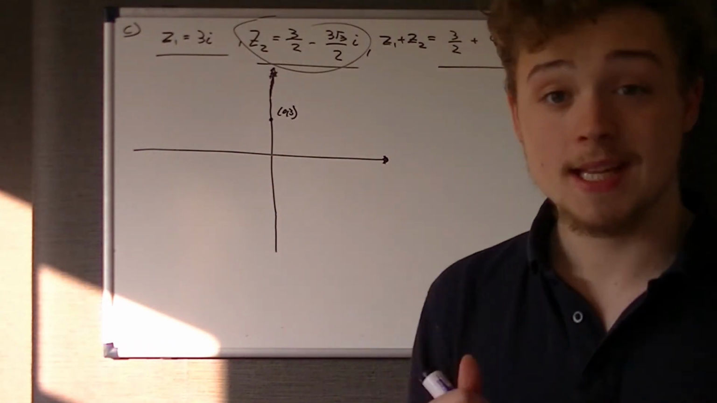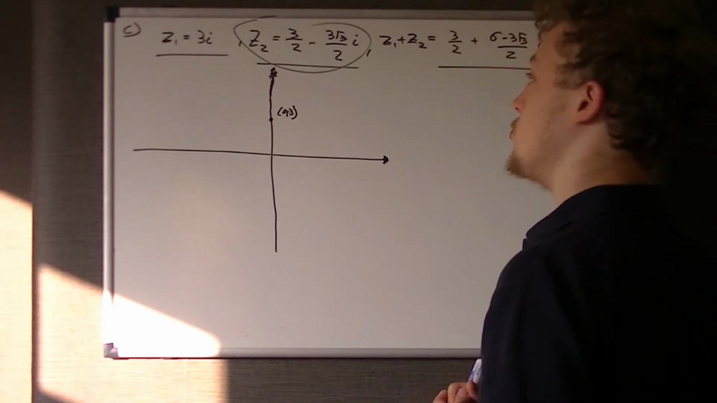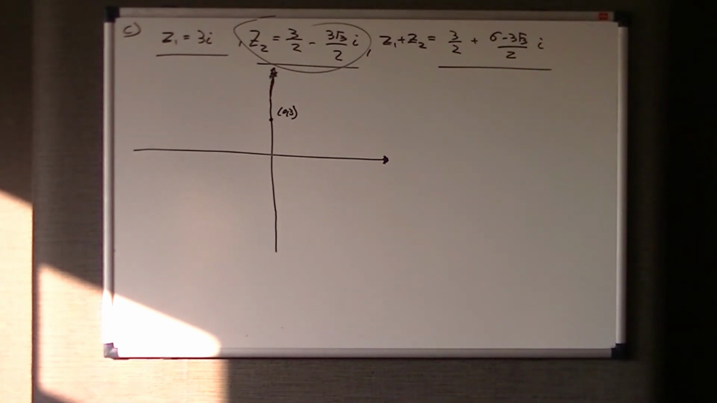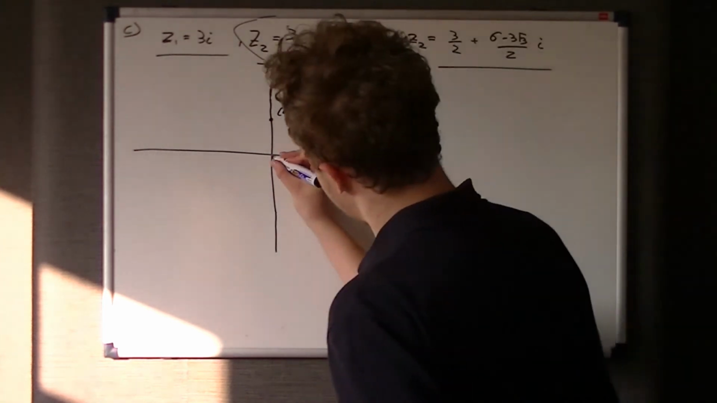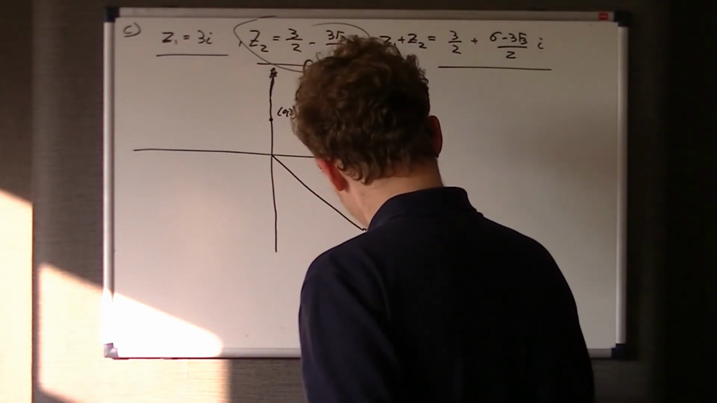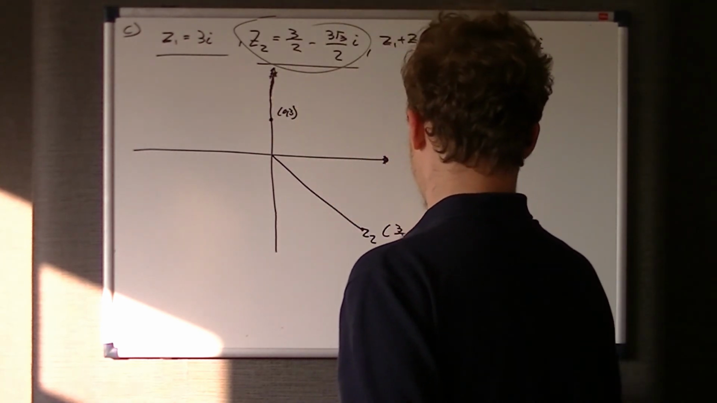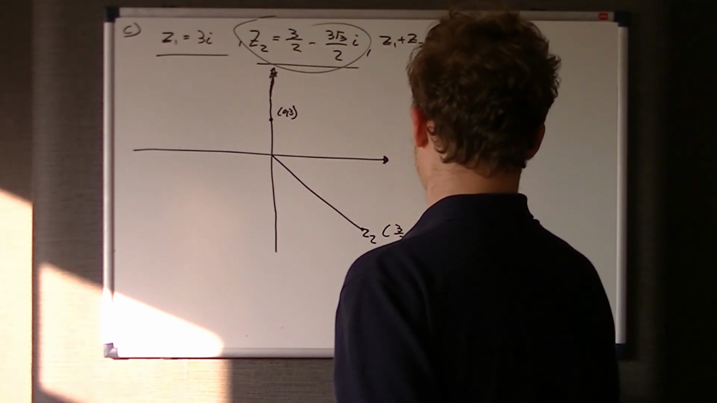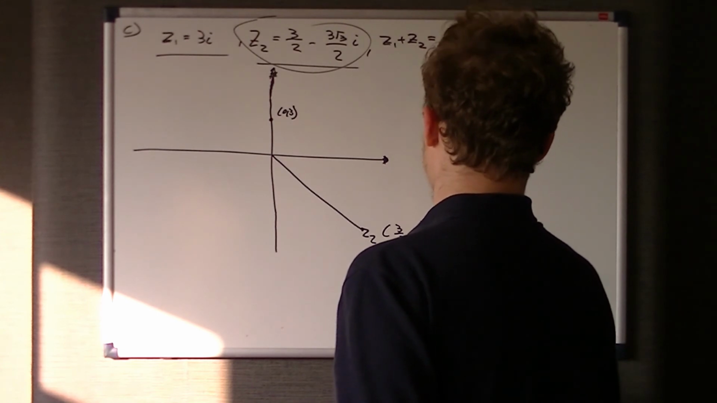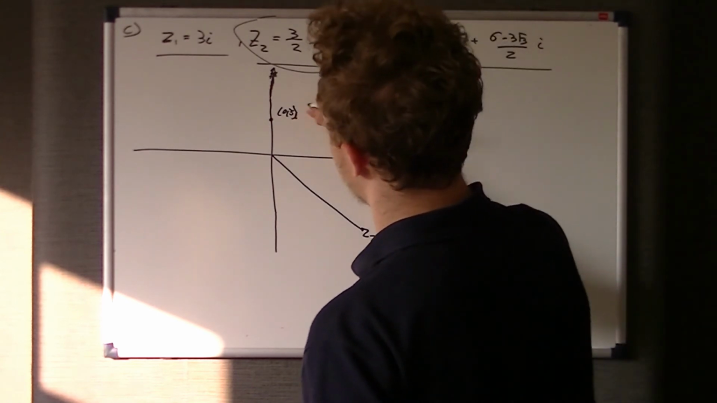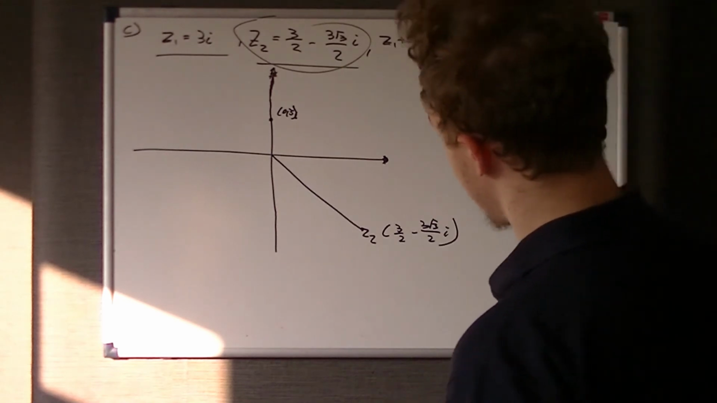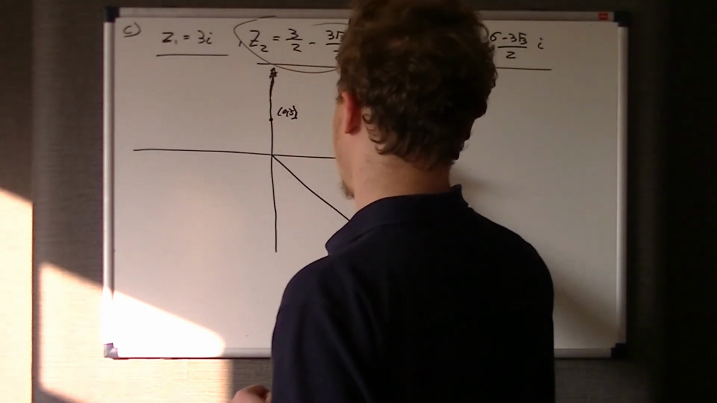Okay, so Z2 is 3 over 2 minus 3 root 3 over 2 i. Now we already drew this on the diagram, so it's easy to do. Essentially our Z2 went down here, and you have to put the position on as 3 over 2 minus 3 root 3 over 2 i. You might want to put 3i there as well. Okay, so that's our Z2, but we also need to label on what Z1 plus Z2 is.